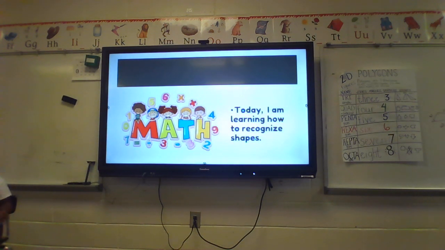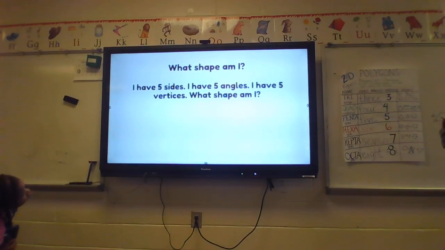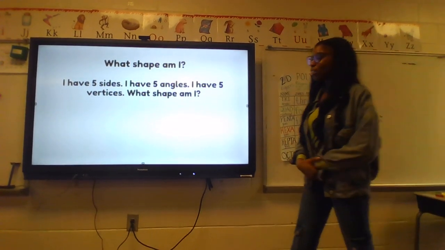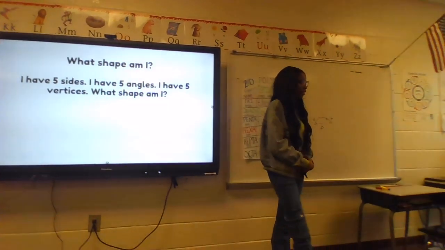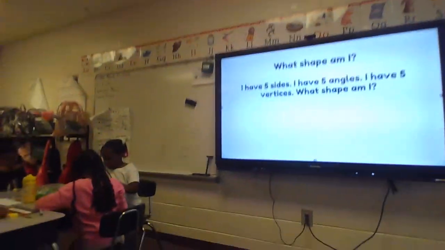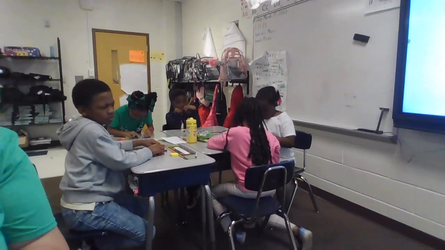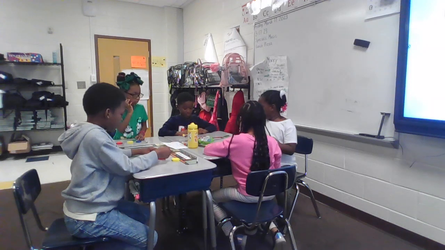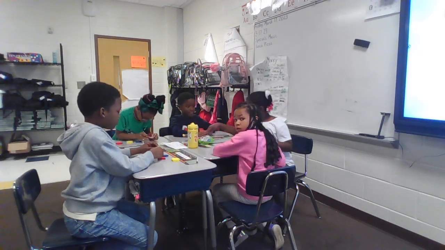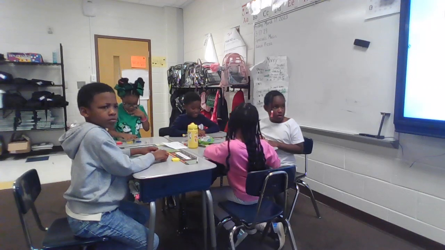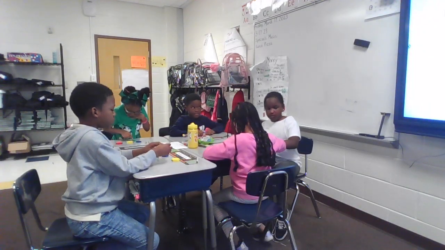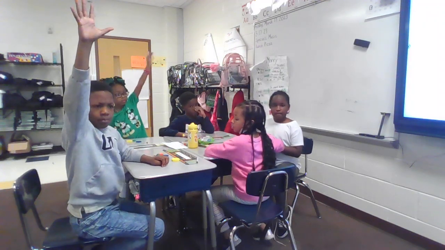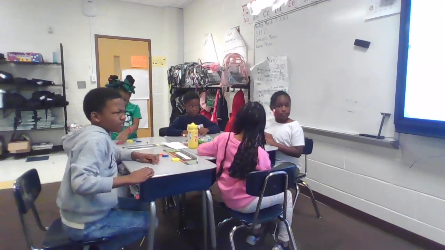Okay, so let's start with the first one. I have 5 sides, 5 angles, and 5 vertices. What shape am I? I want you to look at your shapes. Count the sides, angles, and vertices. And hold up the shape. Do we have a shape with 5 sides? No. We don't? No. But what shape should that be? What shape has 5 sides? Alan? A pentagon. Good job.